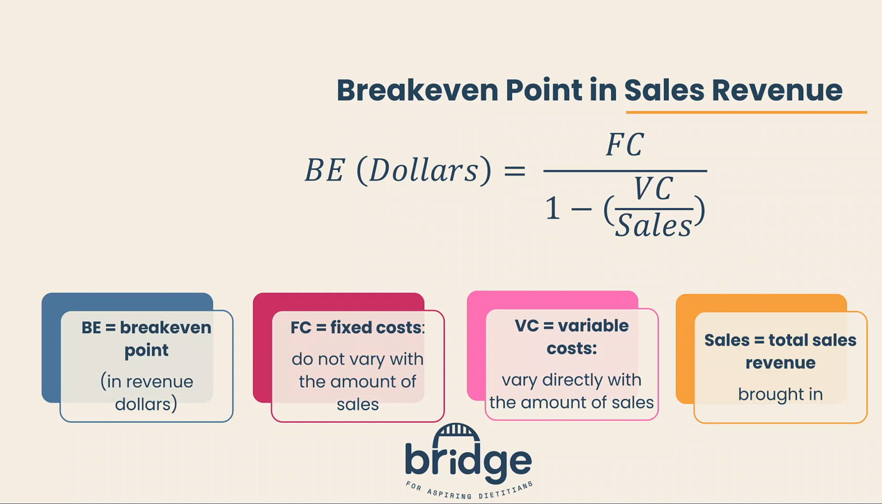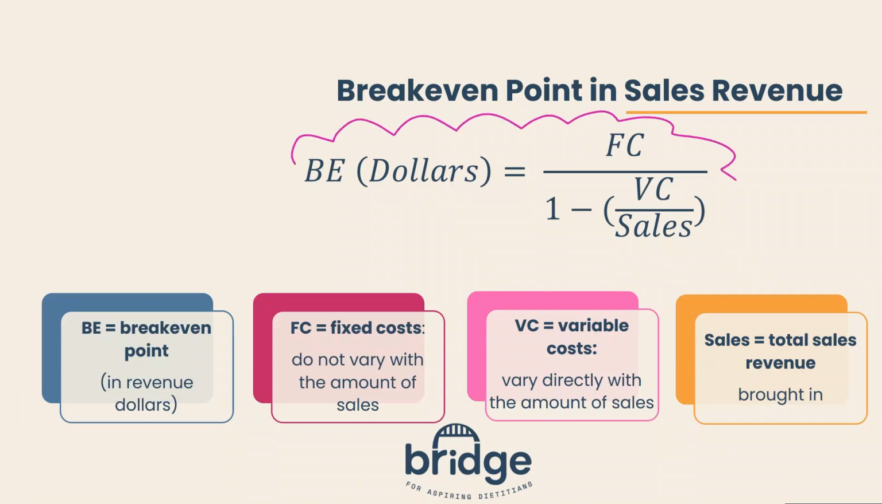This equation can be more abstract, but it's incredibly useful if you want to know how much money needs to come in in order to overall break even. So the formula here for break even in terms of dollars is to take your fixed costs and then divide it by the ratio of variable cost to sales that have been subtracted away from 1.